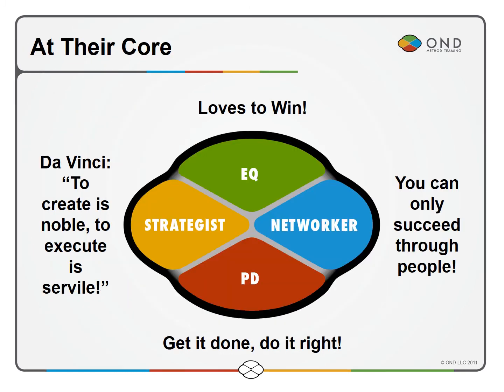Now, these are the one-liners we ask you to remember about method teaming. The EQs love to win. The PDs love to get it done and do it right. We use this wonderful quote from Da Vinci as for the strategist, and Da Vinci said, to create is noble and to execute is servile. Probably not a very appropriate thing for him to have said, even in his day. The networkers, we use this statement of you can succeed only through people, because that's what the networkers believe.